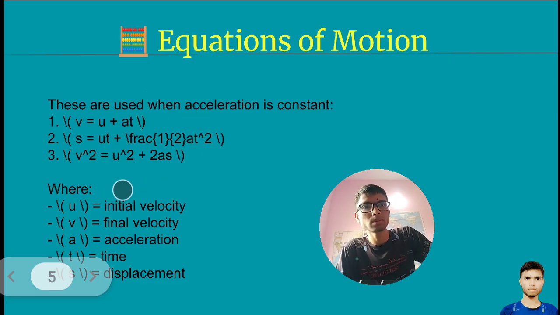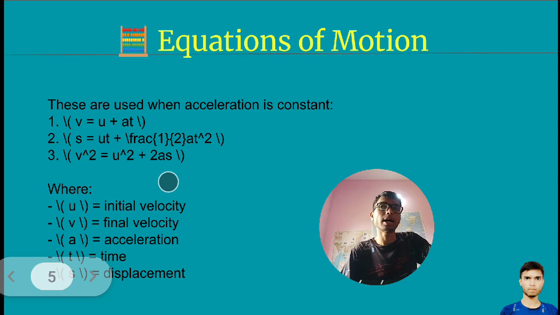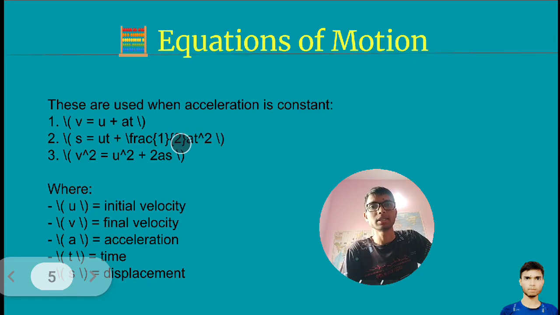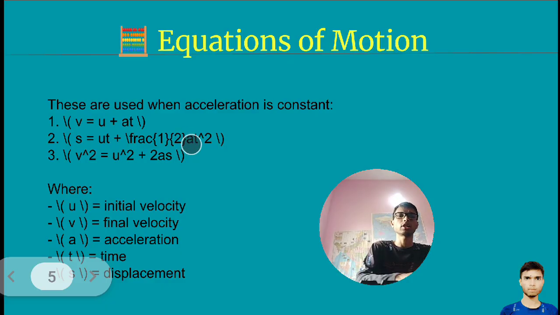So these were the formulas, and in a separate lecture I will explain all this with proof. How did it come? I will explain it in detail in a separate lecture.